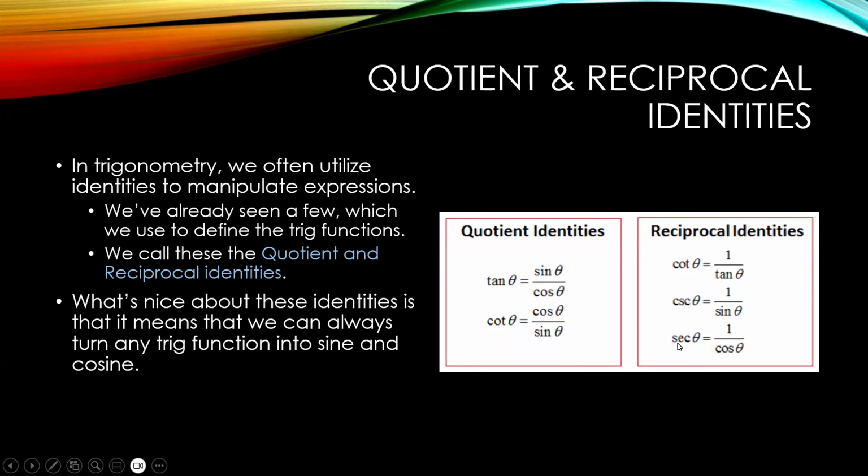Then we have these three, which are the reciprocal identities. What's nice about these identities is it means we can always turn any trig function into sine and cosine. And so no matter what you got, it's really just a bunch of sines and cosines.